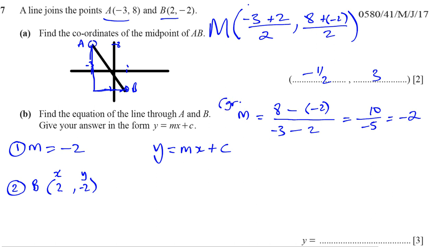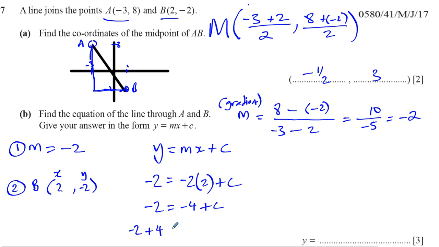The y coordinate of the point that we're using is minus 2. The gradient is also minus 2. The x coordinate of the point that we're using is 2. What we need to find is c in order to write the equation of the line. That's the only thing we don't know in this formula. So we've got minus 2 equals minus 2 times 2, which is negative 4. You have to add 4 to both sides. So negative 2 plus 4 equals c. Therefore, c is equal to 2.